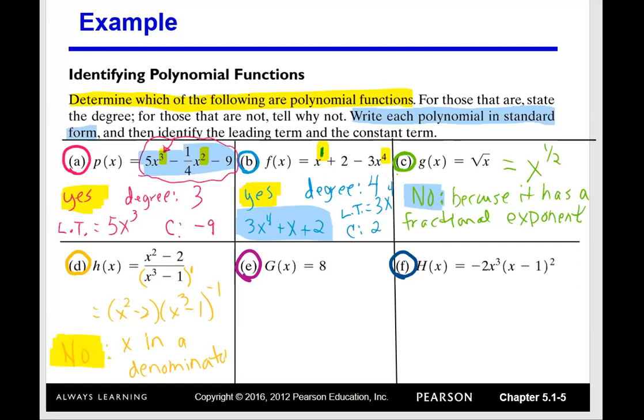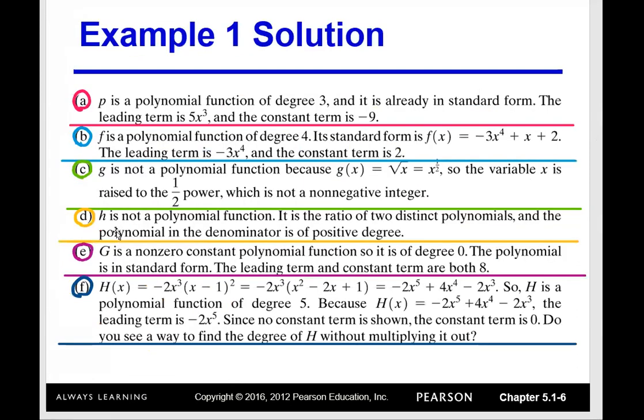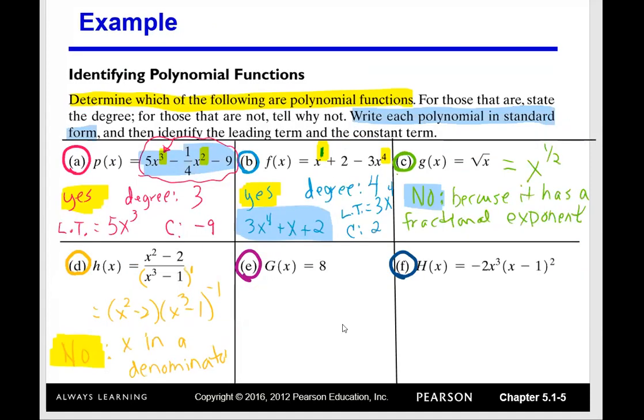I'm curious, what did they say? I'm going to look for yellow. Yellow, h is not a polynomial function. It is the ratio of two distinct polynomials, and the polynomial in the denominator is of a positive degree, which means if you bring it up to the numerator, it would be a negative degree. So, makes it easier. I got an x in the denominator. That can't happen.